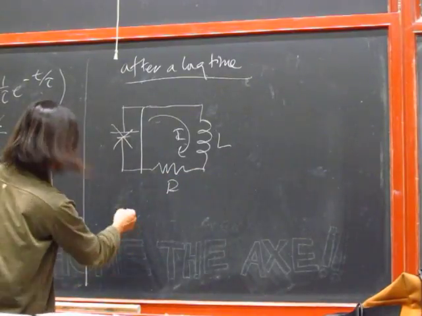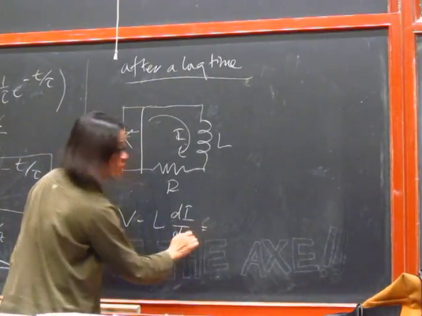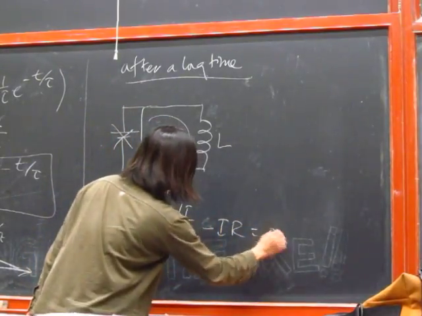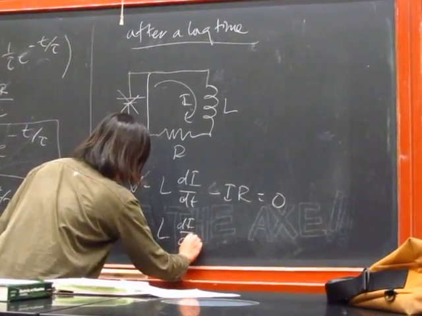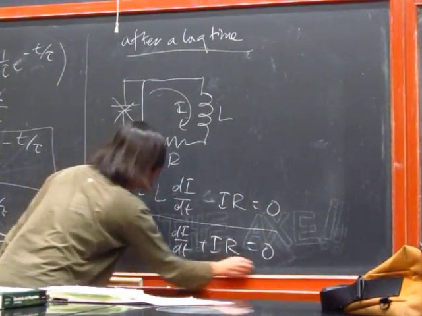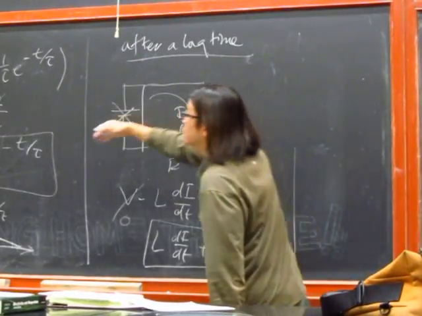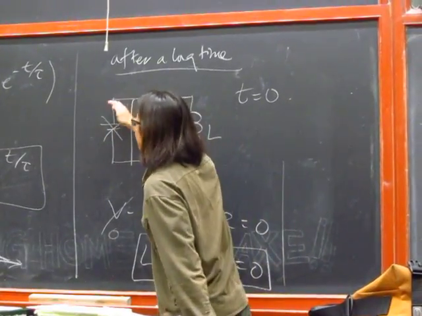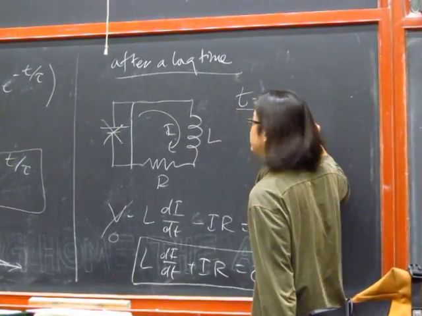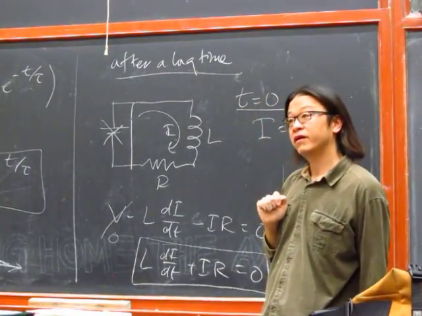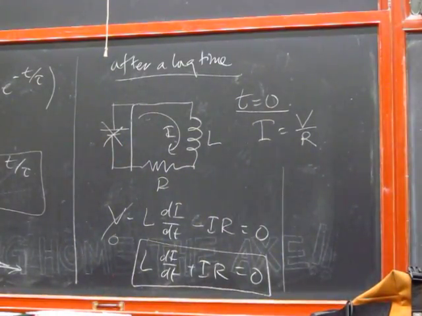If you look at the Kirchhoff equation, instead of V minus L di/dt minus IR equal to 0, if V goes to 0 what you have is just L di/dt plus IR equal to 0. With the boundary condition, I'm redefining time equal to 0 as the time when I remove the battery and short the circuit. So at time equal to 0, I is equal to V over R.